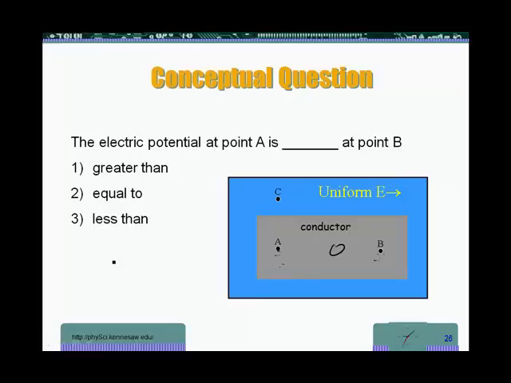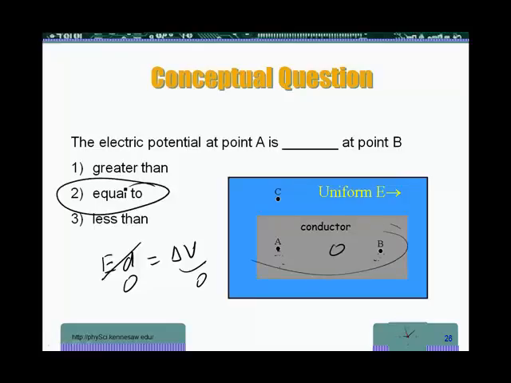Having an electrical field equal to zero, the equation that we just came up with a minute ago, ED equals delta V. Now if E is zero, that means delta V is zero. There is no change in voltage. That means the voltage throughout here is the same. The electrical potential throughout the conductor is the same. That's a key important point, and that's because the electrical field inside the conductor is zero.